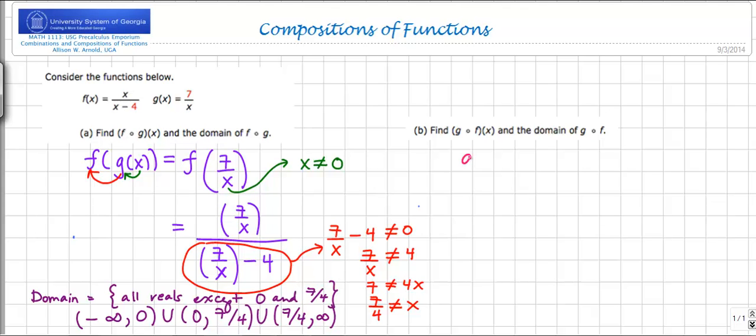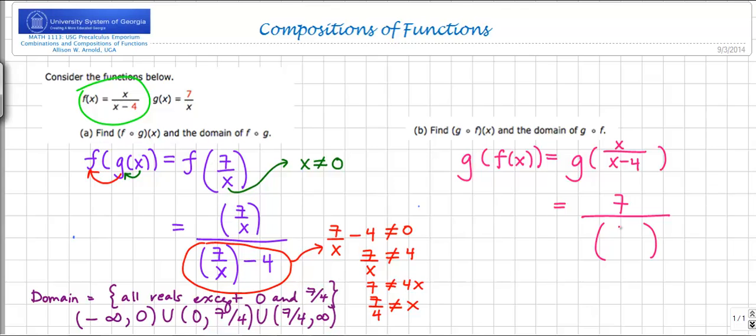Okay? Part B of the question is to find g composed with f of x and evaluate its domain as well. G composed with f is defined as g of f of x. So I'm looking at g of what? Well, I'll go back and, like I did before, find what I'm substituting. So I'm looking at substituting every x in g with f of x, which is x divided by x minus 4. And in turn, g's formula is 7 divided by its input value. So we would have 7 divided by x over x minus 4.